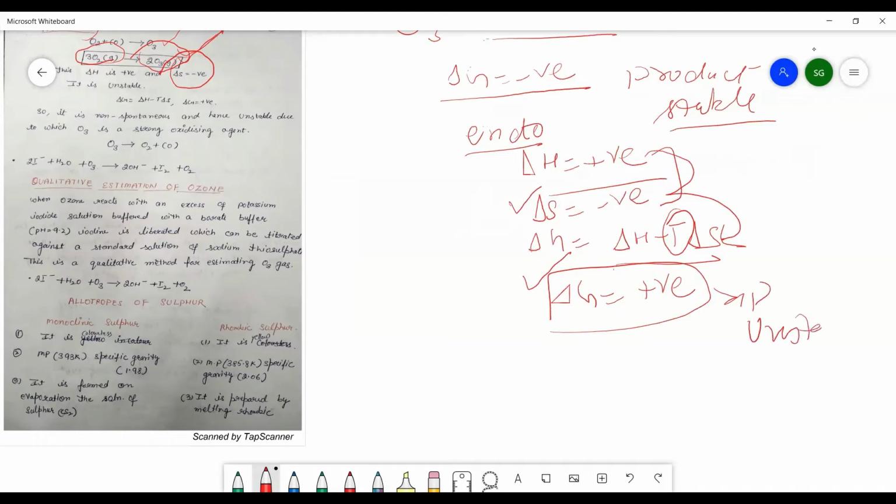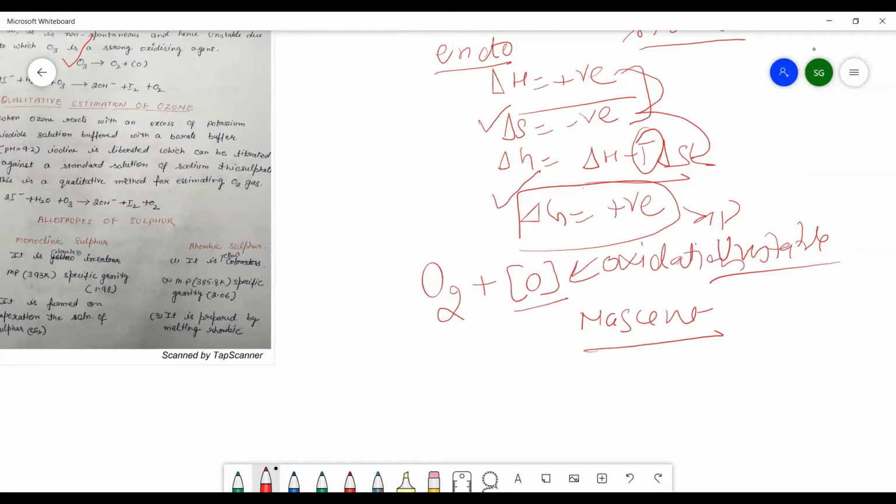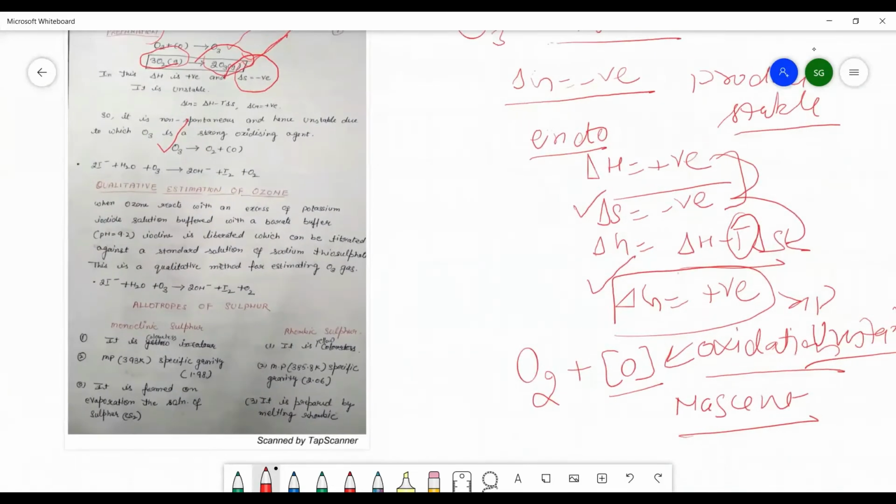So we can easily see that O3 will be depleted easily, and during the depletion, it will be converted into O2 and release one nascent oxygen. This is the nascent oxygen, which is free oxygen and responsible for oxidation. Because of this oxidation, it is considered an oxidizing agent and it will oxidize other substances. There are many reactions by which we can explain that O3 shows oxidizing behavior.